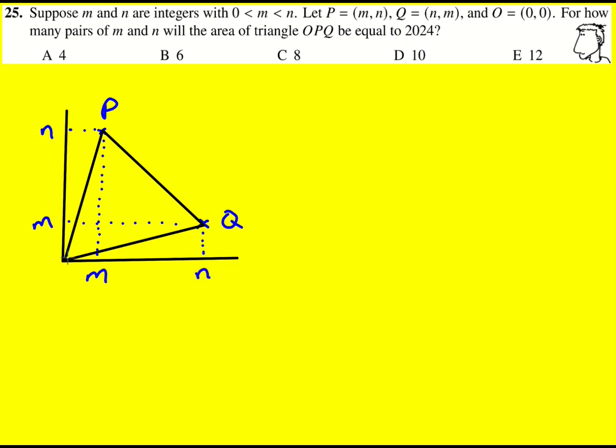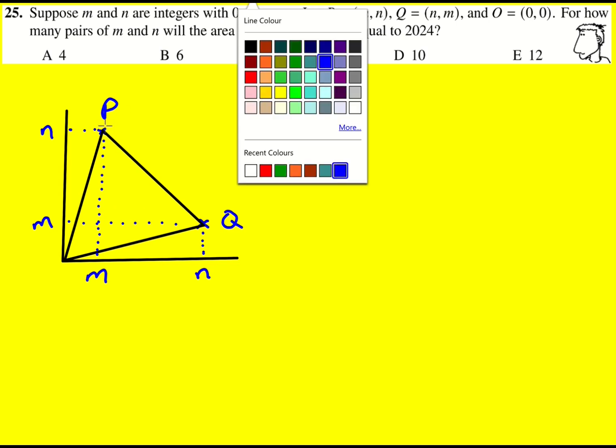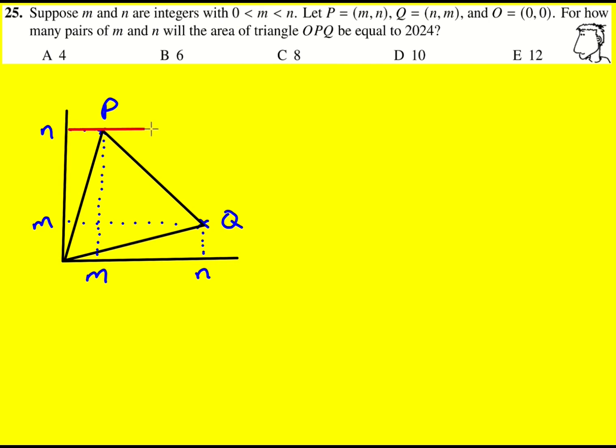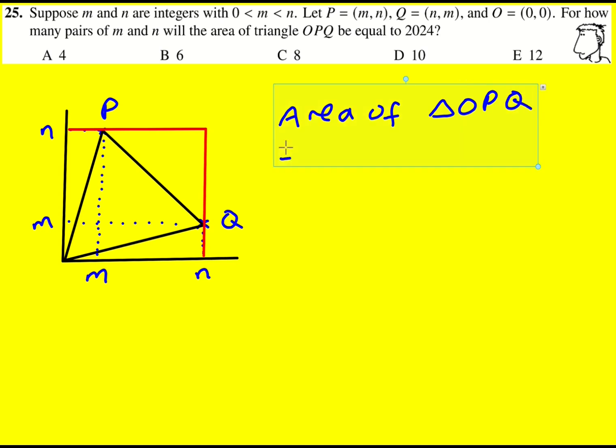In the solutions, they use the line of symmetry, draw a line going down like this, and use Pythagoras, but I think we can avoid doing that. I'm going to use compound area. I draw a box around it, and the area of the triangle will be the area of the square minus these smaller parts. So the area of triangle OPQ is going to be the area of the square, the whole thing.